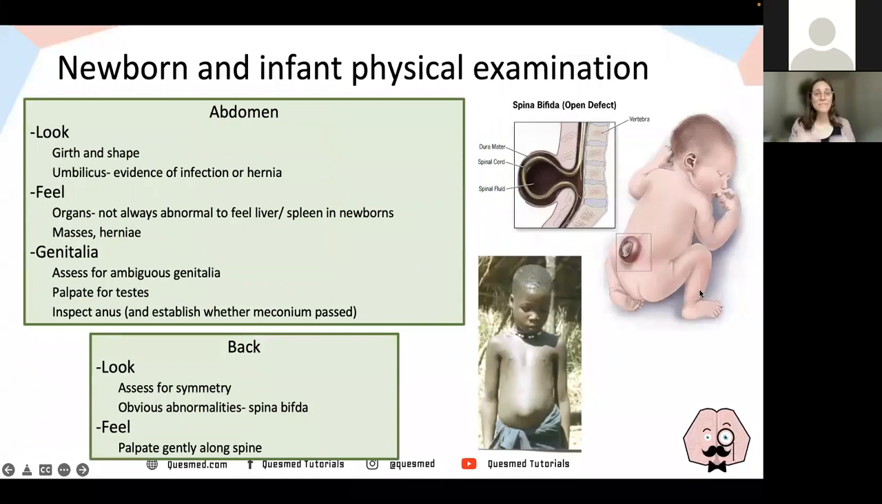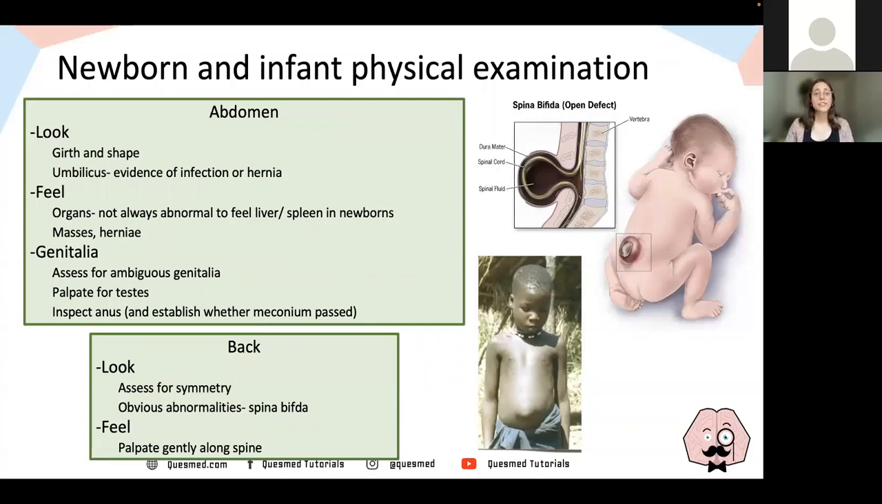Okay, so keep moving down. This is quite a lot to cover in this bit. So you'll have a look at the abdomen, check the shape, and have a look for umbilical hernias or any infection. At this stage, umbilical hernias can be quite common. You would do nothing about them until fairly later on in the child's life, so not a concern. Inguinal hernia is a different story, but umbilicus, don't worry too much. Have a little feel again for any masses, but it should be nice and soft.